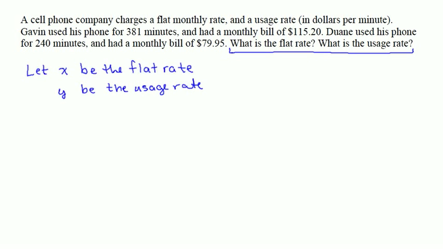So let's make an equation out of Gavin. Gavin used his phone for 381 minutes and had a monthly bill of $115.20. So looking at Gavin, we would calculate his bill by taking the flat rate, x, and adding the usage rate, y, times the number of minutes. And this would get us his total bill of $115.20.